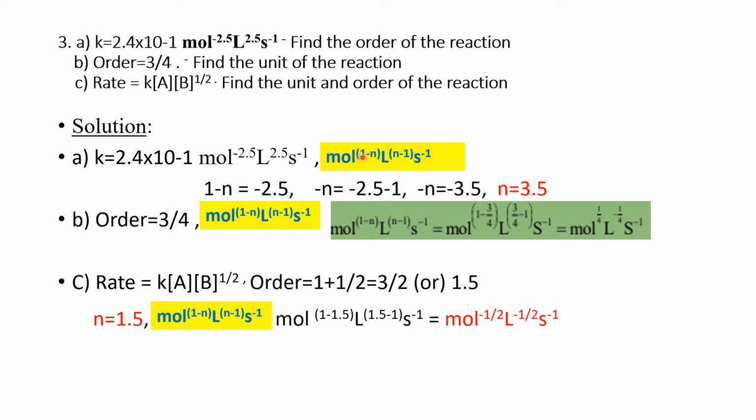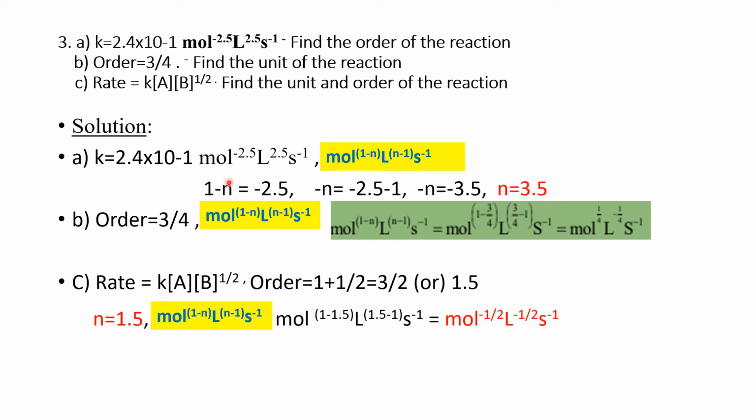Okay, the mole power is 1 minus n. Here how much have they given? Minus 2.5. This we take as n. Okay, so 1 minus 2.5. We need to take 1 minus n, which is equal to minus 2.5. So if you substitute this as minus 2.5, we can find the order n. Okay, this is the n.